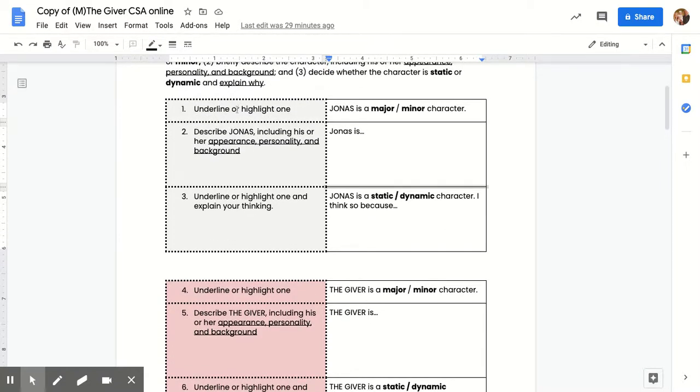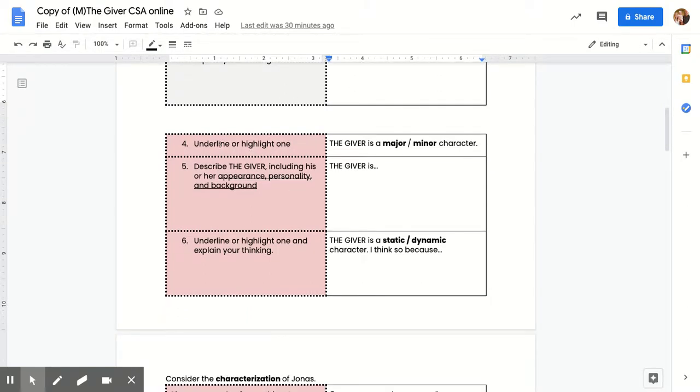Number 1. Underline or highlight one. Jonas is a major character. Jonas is a minor character. Number 2. Describe Jonas, including his or her appearance, personality, and background. Jonas is, fill in the rest here. Number 3. Underline or highlight one and explain your thinking. Jonas is a static character, I think so because, or Jonas is a dynamic character, I think so because, again, your answer goes here. Make sure you underline or highlight your answer.